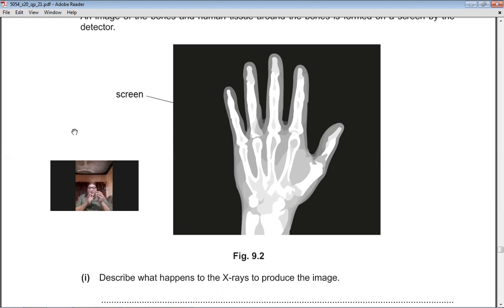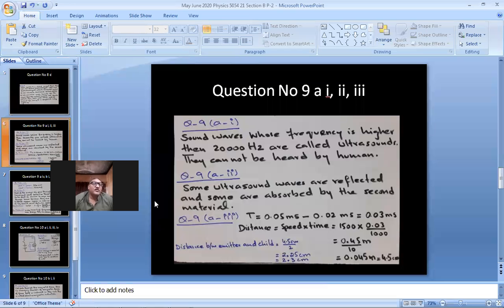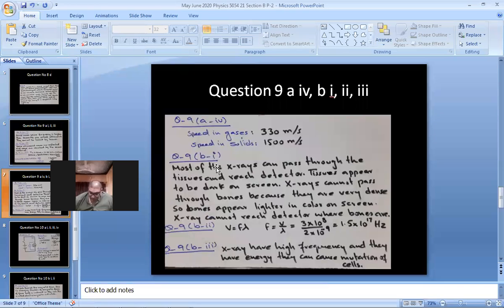But through the bones, because the X-rays cannot pass, the image of the bones will be white. So you can see wherever we have white, that means bone, and wherever we have dark portion, that means they are tissue or flesh. So I have written this answer also. It's a 3-mark question. And let me show you my answer.